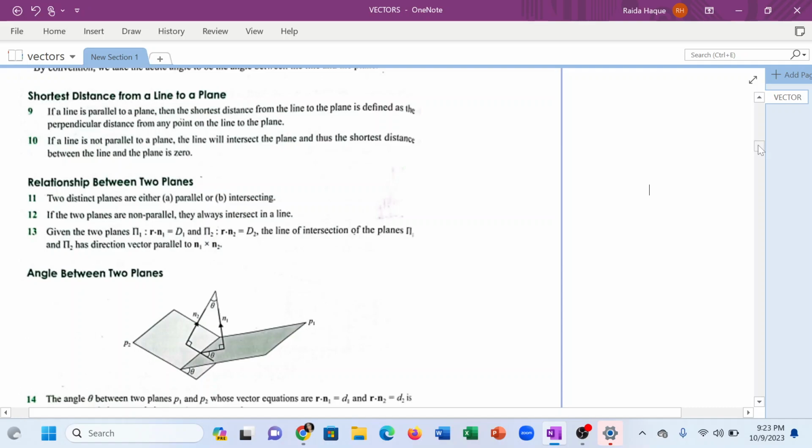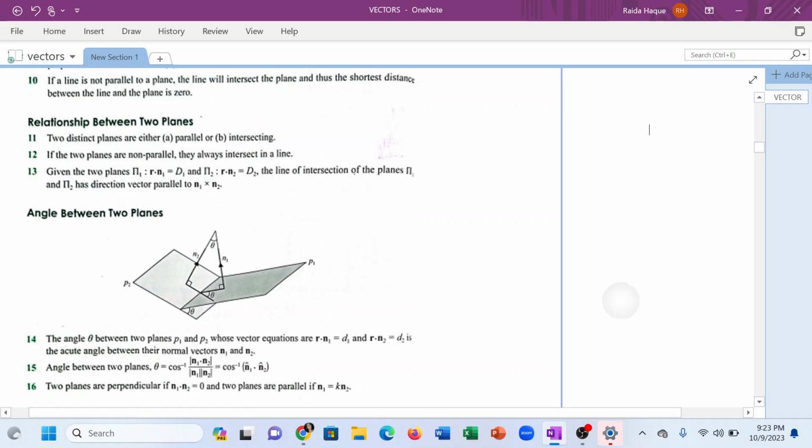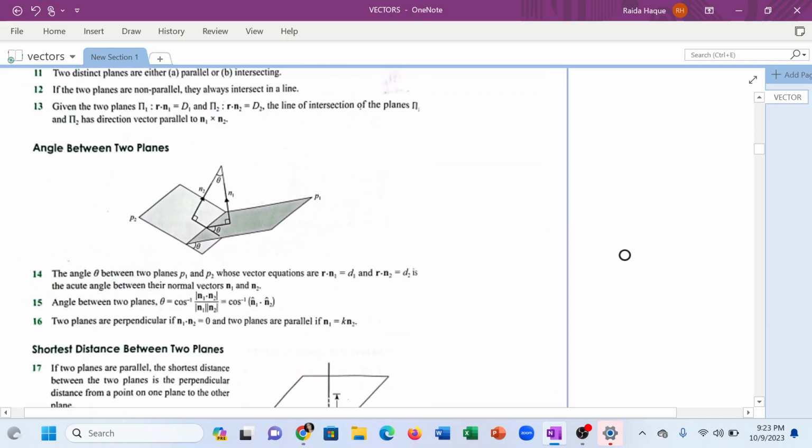Okay, given the two planes, plane 1 and plane 2, the line of intersection of the two planes has a direction vector parallel to the cross product of the two normals. Yes, that makes sense, right?